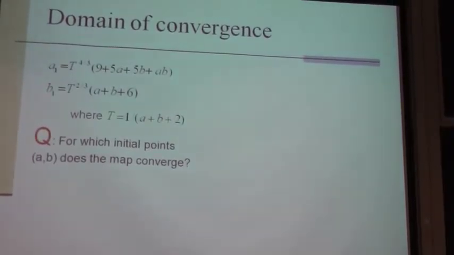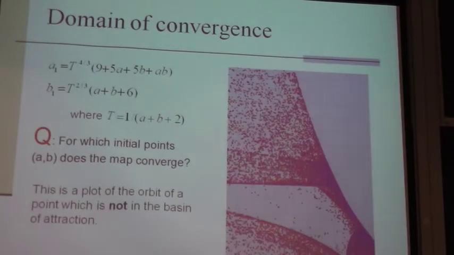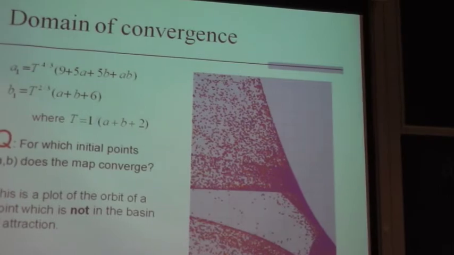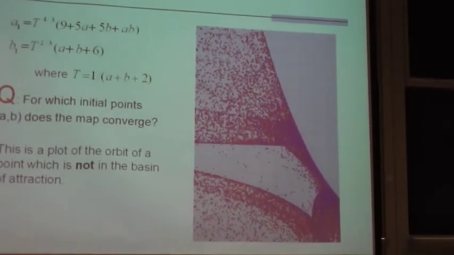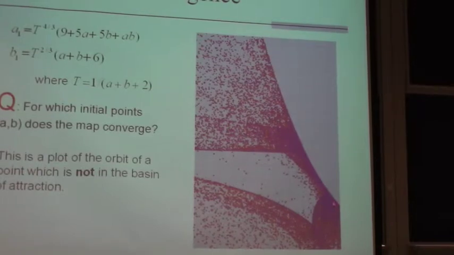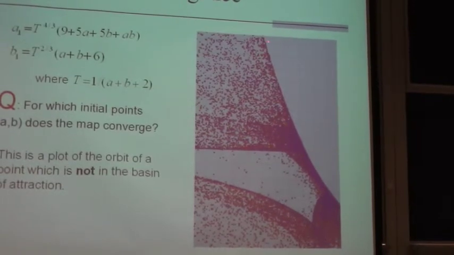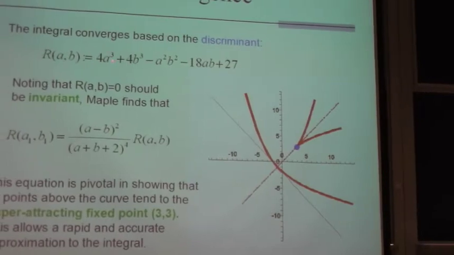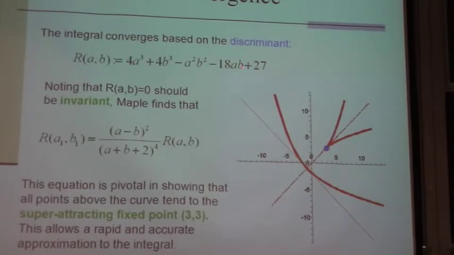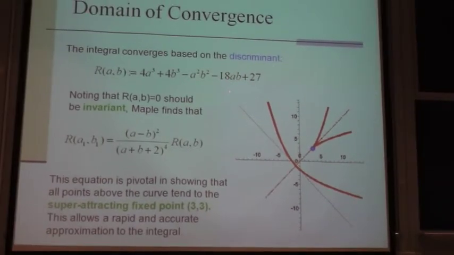You have to be careful which point you start with, because if you don't choose the right point, you're going to dance around all over the place, and it's not settling down. It ends up that this curve, which seems to be produced as a border to these points, is a very important curve. It corresponds to when the discriminant is equal to 0. So this expression equals 0.